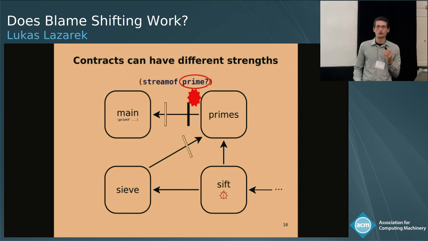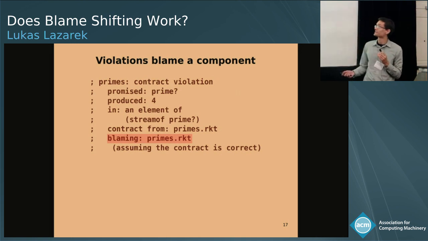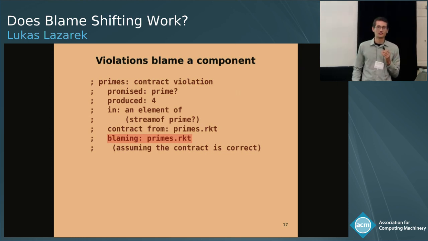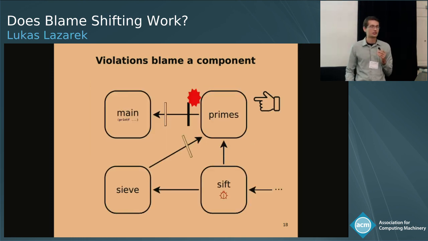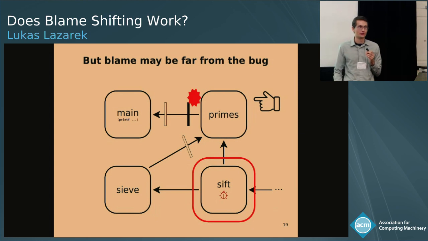So our contract is now strong enough that when we run our program, we'll get a contract violation that looks something like this. And what the contract violation says is that the contract system found a number 4 in the stream, which is not prime. And we can see on the second to last line that contract violations also come with blame. And blame identifies a particular component as being at fault for this violation. I'm going to annotate blame with this little accusatory pointing finger at primes. So now we know that the bug we're interested in finding is in the sift component.